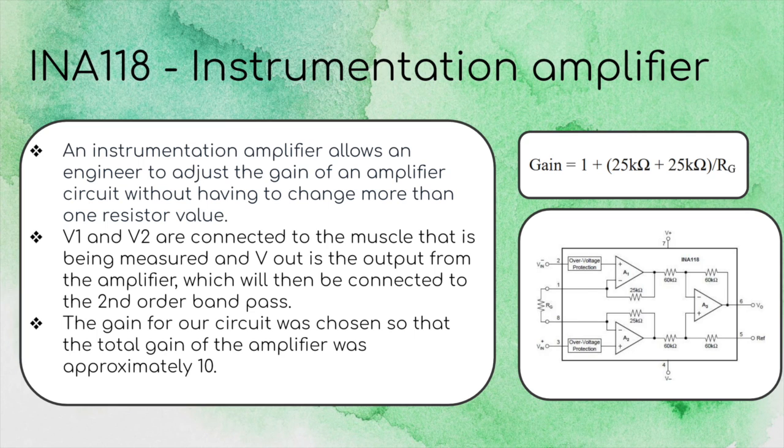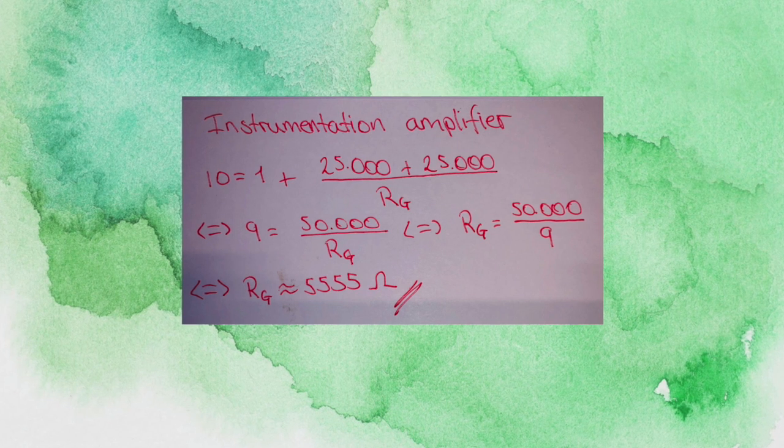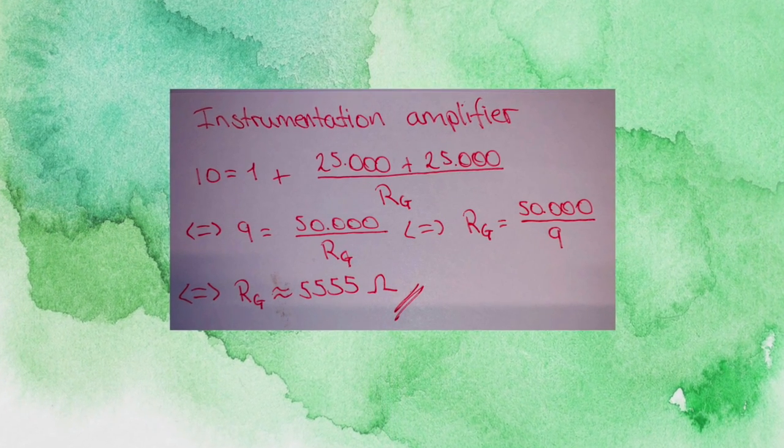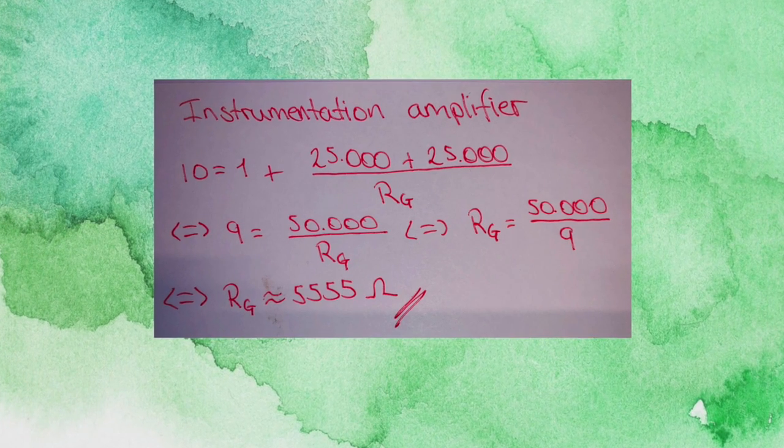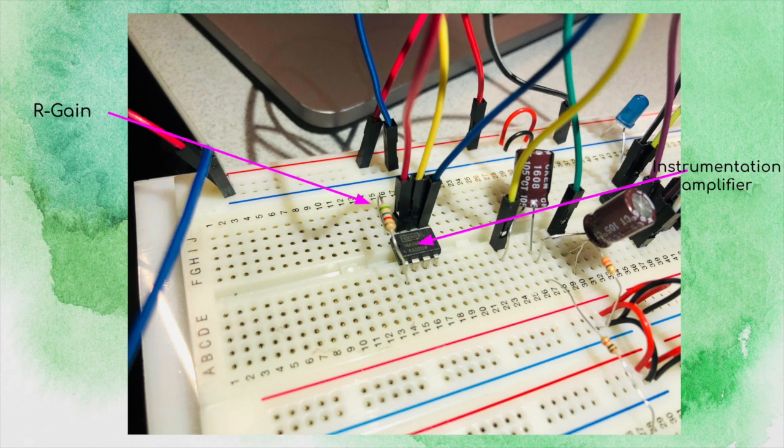Next, we chose a gain resistor, RG, such that the total gain of the amplifier was approximately 10 because we didn't want to amplify the noise too much. The equation for the gain is derived from the two central 25 kΩ resistors connected to the gain resistor downstream and can be seen in the upper right corner. Here are our calculations for the resistance gain in the instrumentation amplifier. Here you can see our setup for the circuit and how we connected our instrumentation amplifier.